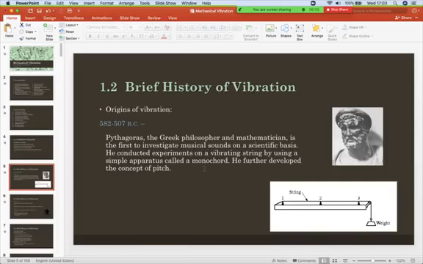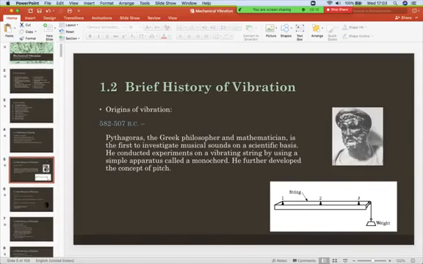But Pythagoras conducted an experiment on a vibrating string by using a simple apparatus called a monochord. So this is a monochord. So there's a string on that. He developed the concept of pitch. So pitch is also related to sound and music.